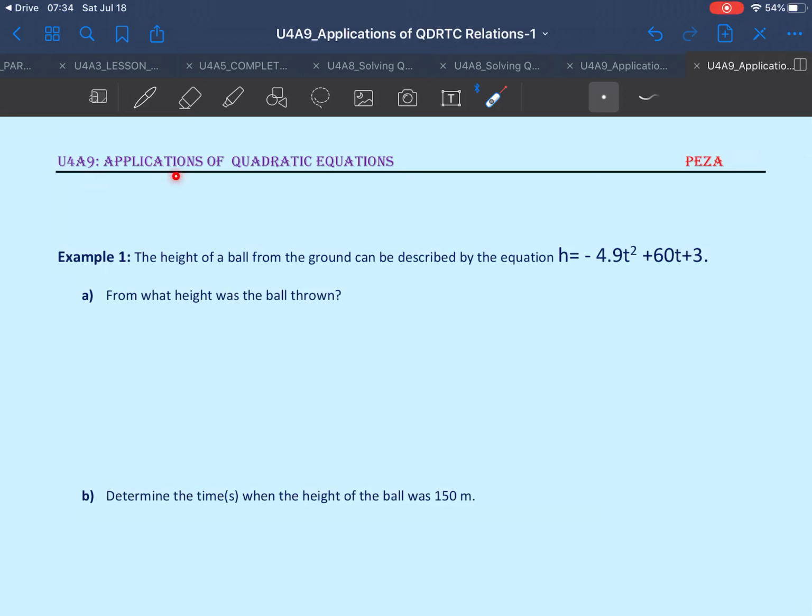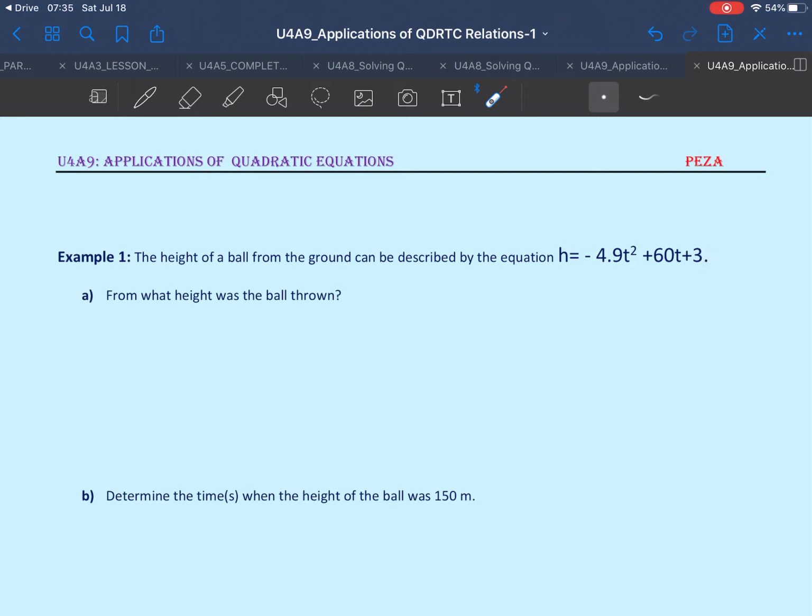Hello and welcome. Today we'll be talking about some applications of quadratic equations. In order to do this, I've chosen a word problem, and in it I've included a variety of questions that require the use of all the skills that you have acquired in the unit of quadratic relations. So let's get started.